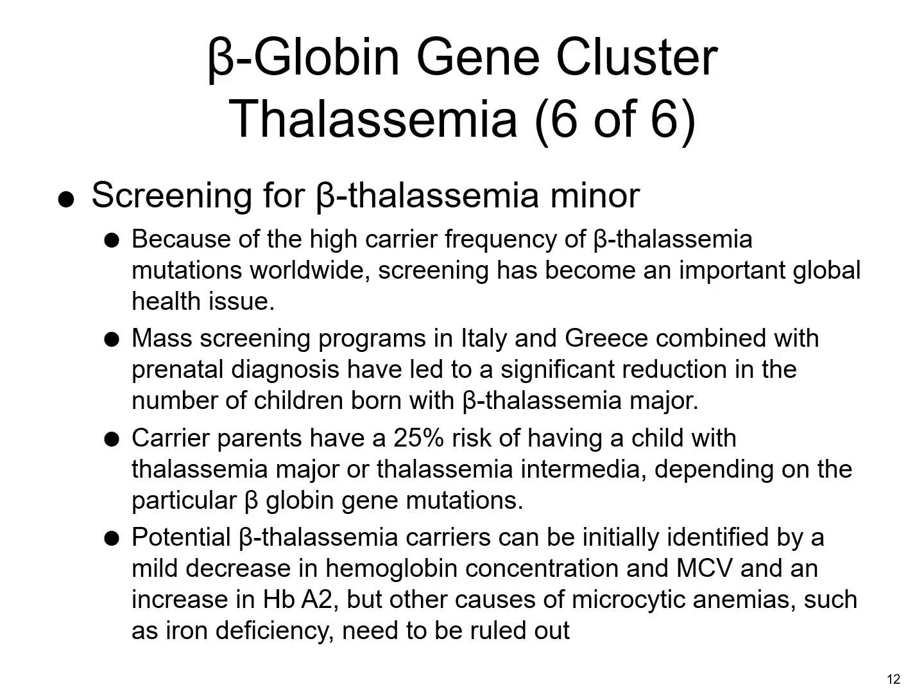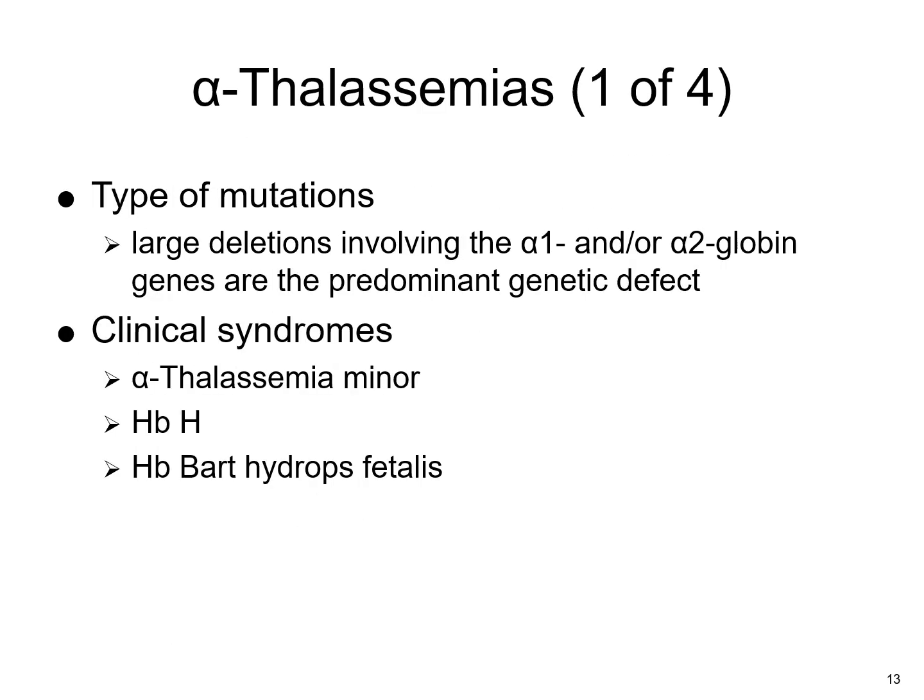Potential carriers of beta thalassemia minor can be initially identified through routine blood tests. Findings typically include a mild decrease in hemoglobin concentration, a reduced MCV, and an increased level of hemoglobin A2. However, it is essential to exclude other causes of microcytic anemia, such as iron deficiency, before confirming a carrier status of a patient. We're going to switch gears to alpha thalassemias.